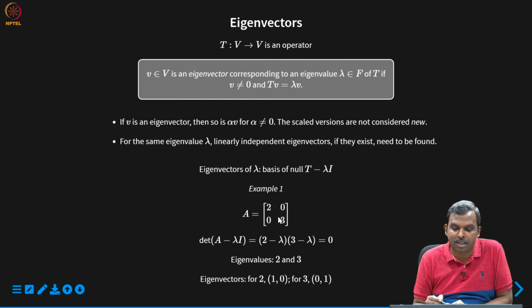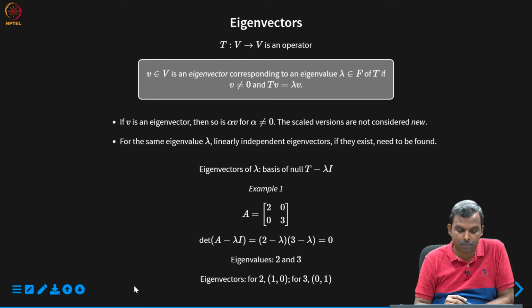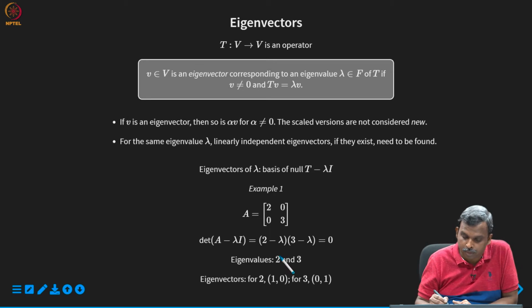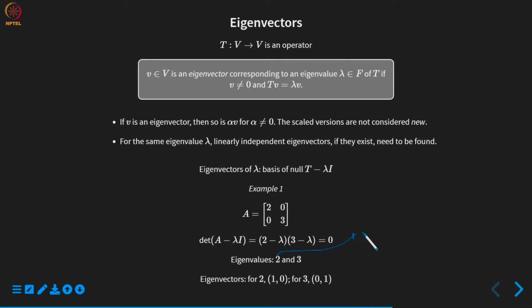So let's begin with the diagonal matrix 2 0 0 3. Determinant of A minus lambda I is (2 minus lambda)(3 minus lambda). So the roots are simply 2 and 3. One can easily see the roots are 2 and 3, and the eigenvalues are 2 and 3. So, easy. How do we find eigenvectors? For the eigenvalue corresponding to 2, it is the null space of A minus 2I. What is A minus 2I? 0 0 0 3. And for 3, it is the null space of 2 0 0 0 0.